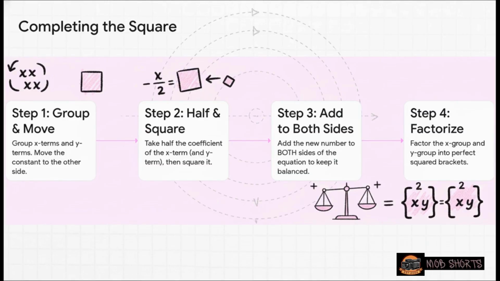Next, for the x group, you take the number next to the x. In our case, negative 4, you cut it in half and then you square it. You're going to do the same thing for the y group. The crucial third step is to add those new numbers you just calculated to both sides of the equation. That keeps everything balanced. And finally, you can factorize your x group and y group into those perfect little squared brackets we've been looking for.